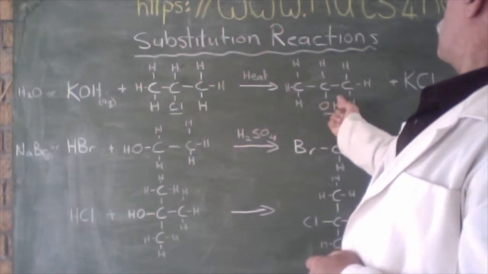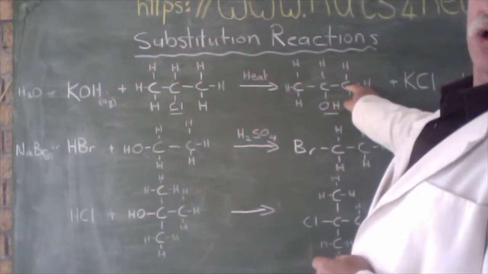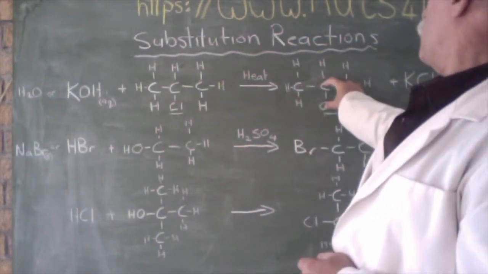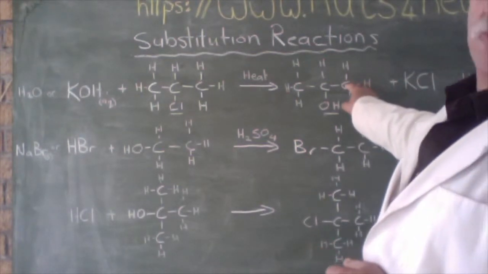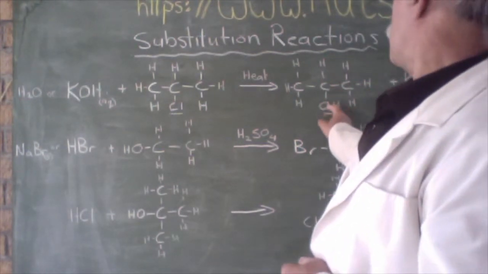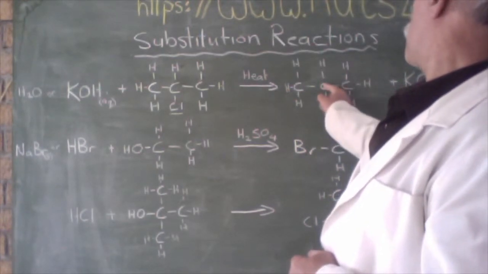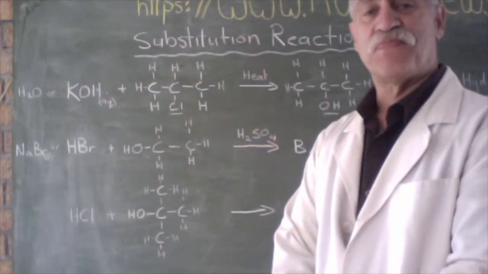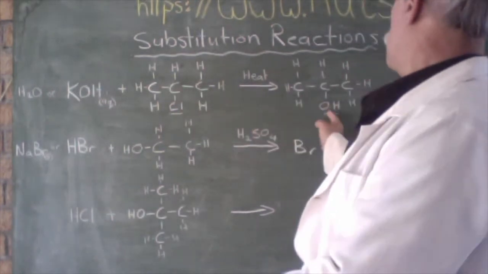Just have a look at that. This alcohol is attached to a carbon that's got 2 other carbons with it. So we call that a secondary alcohol. If this OH was on the end attached to only 1 carbon, it would be a primary alcohol. So this is now a secondary alcohol because this hydroxyl group carbon is attached to 2 other carbons. So there we see there has been a substitution of chlorine for OH.